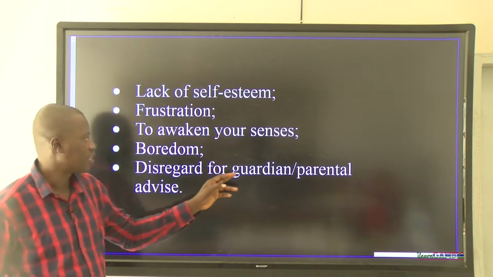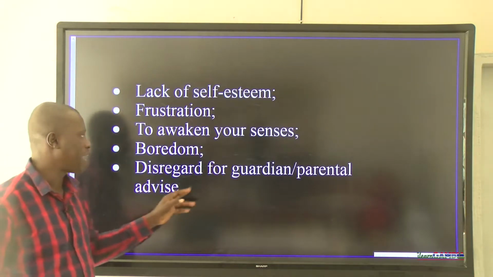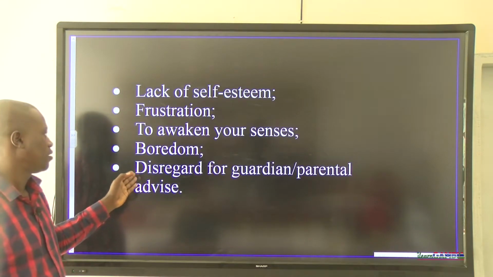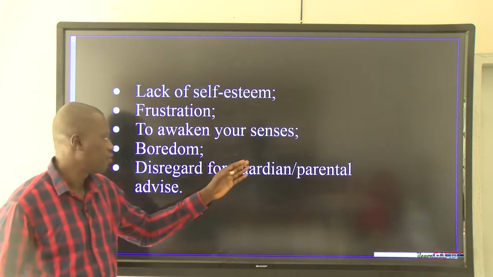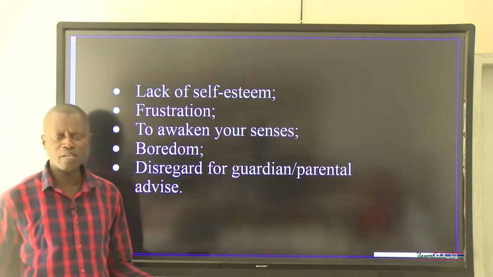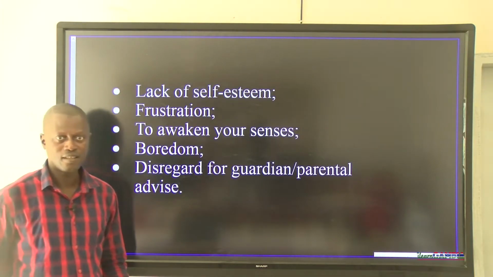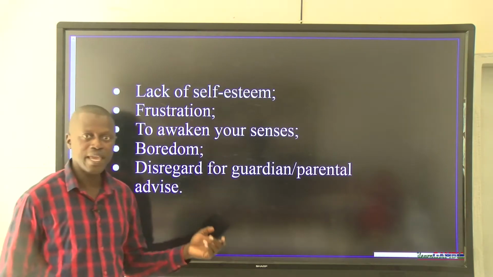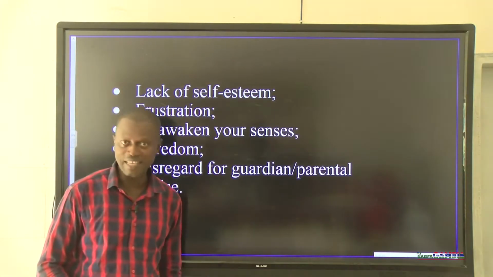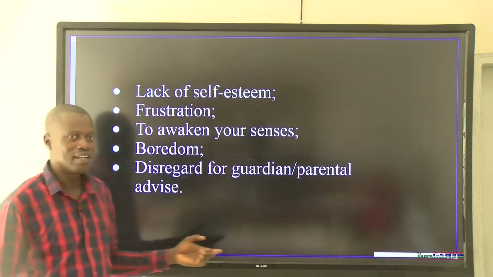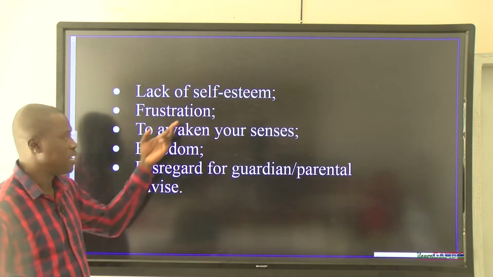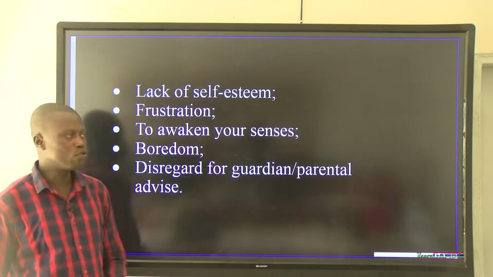Disregard for guardian or parental advice. If a child befriends this notion, which is disregard for a guardian or parental advice, it might result to drug abuse. It might result to substance abuse. Yes, you are someone who didn't pay heed to your parents' advice. Somebody who doesn't pay heed to the guardian's advice. Somebody who is not paying heed to the teacher's advice. Not to talk of other members of the community. Obviously, it may result to drug abuse or substance abuse.